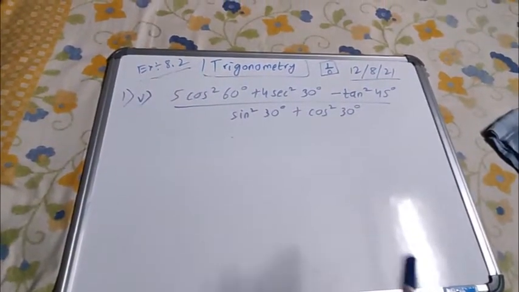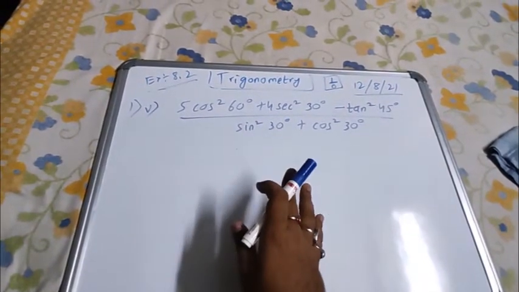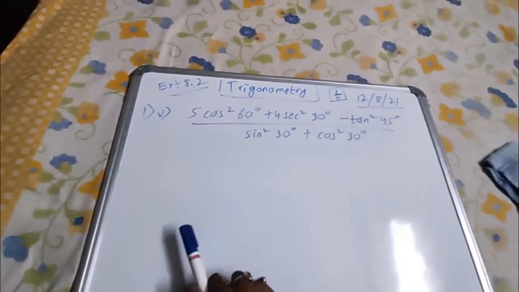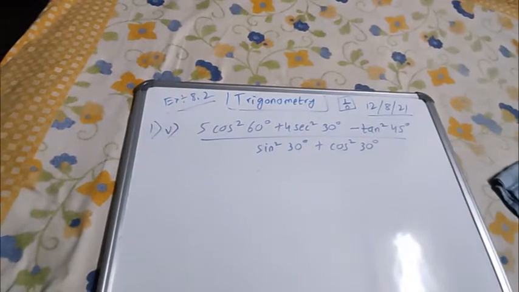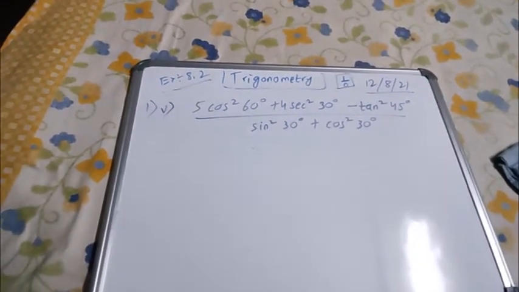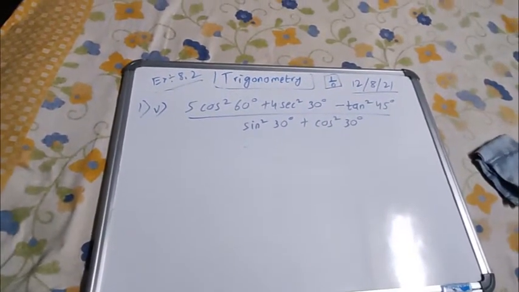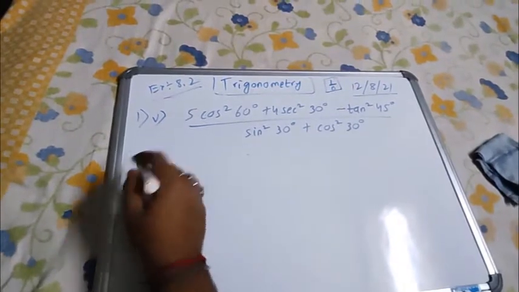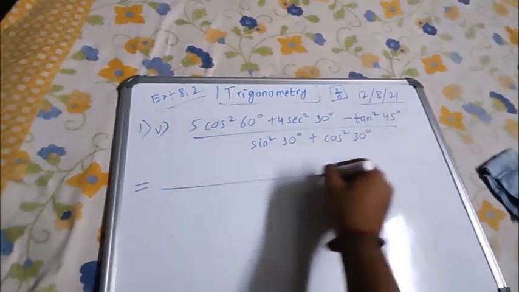Okay, so we are going to take this sum as our example. Now we have to put the values of what we have learned in the trigonometric table into this sum. See how we can do that. First of all, I will draw this big line.